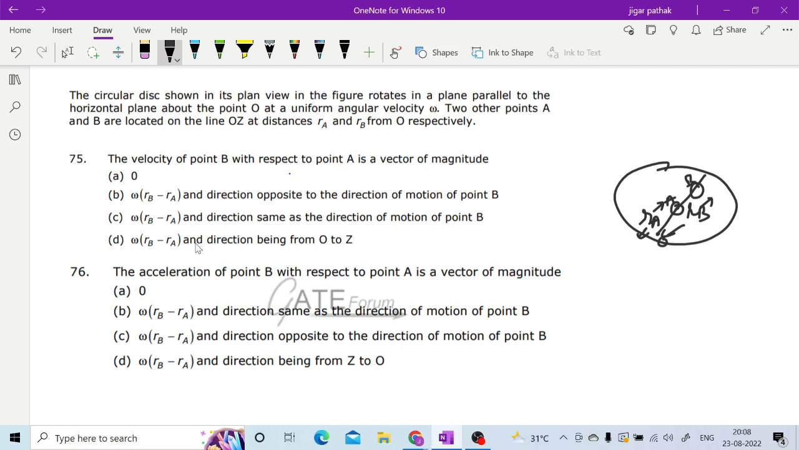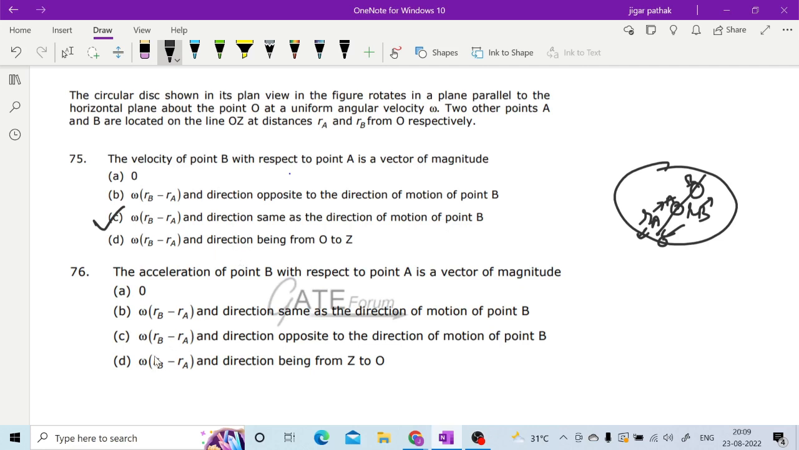Its vector magnitude will be omega r, right? So omega rb minus omega ra, and the direction is the same as the direction of motion of point B. So that is correct for the 75th one.